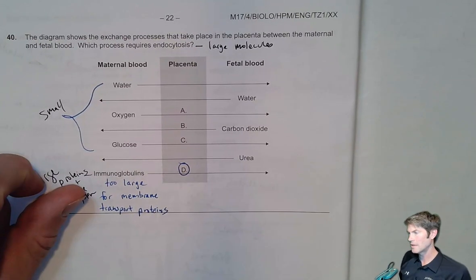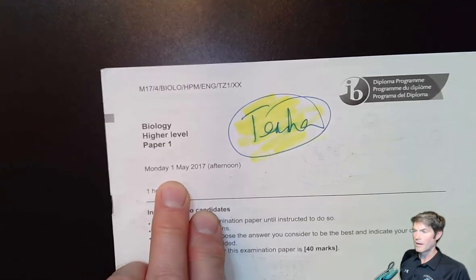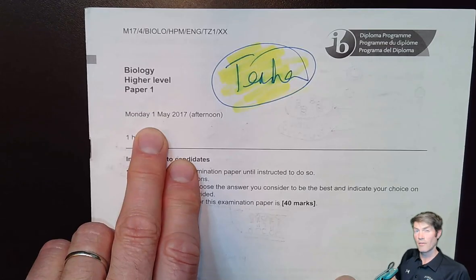So that'll be D. So that completes everything for 2017 Higher Level Paper 1.